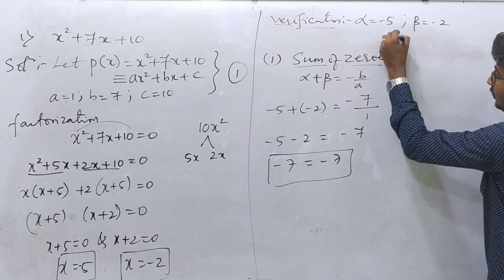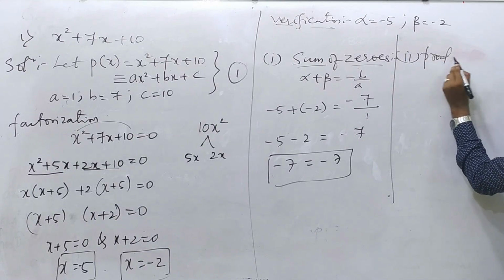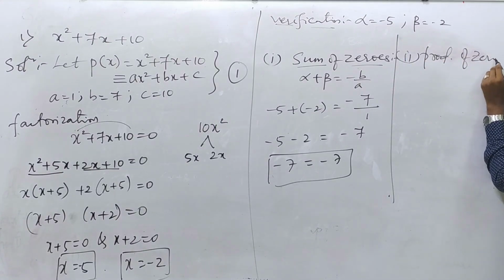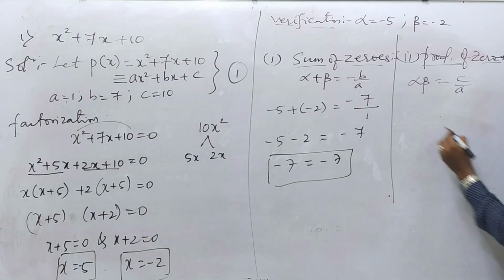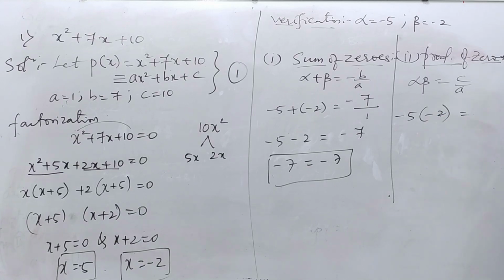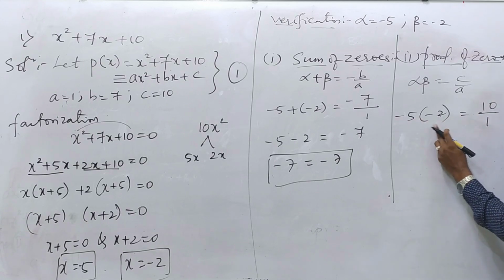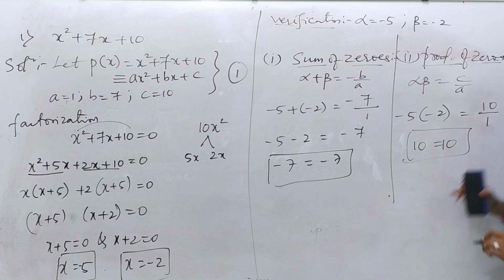Next comes product of zeros. Second one, product of zeros. Alpha beta equal to c by a. Alpha value minus 5, beta value minus 2. C value is 10, a value is 1. Minus into minus is plus, 5 twos are 10, 10 is equal to 10. Even the product of zeros is verified.